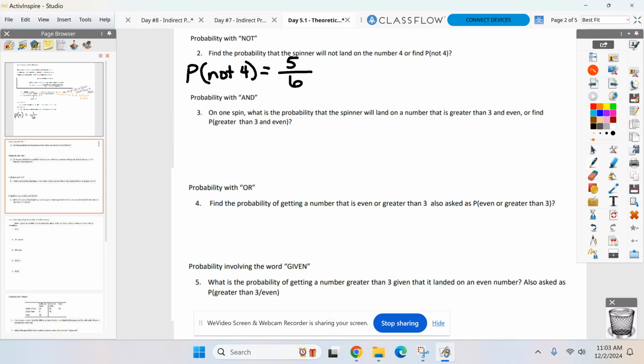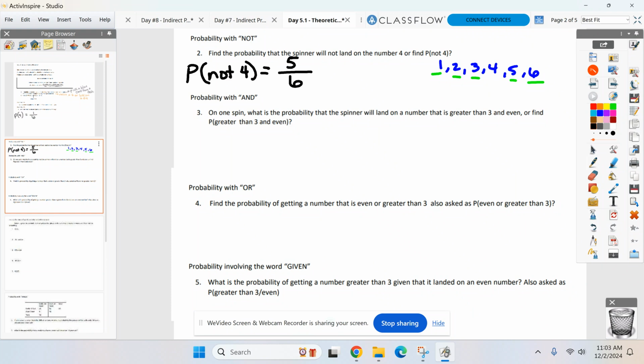Now, some of you, I don't know if you can see that. What I love to do, list them out. List out the possibilities if it helps you. 1, 2, 3, 4, 5, 6. How many are not a 4? 5 of them. Okay, so if it helps to list them out, please do so. Any questions yet? Because now here's where it gets a little hazy.